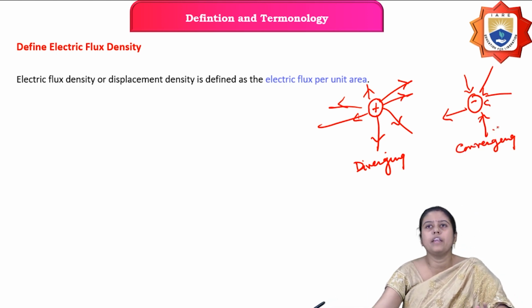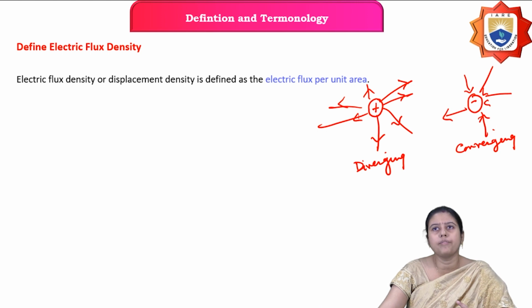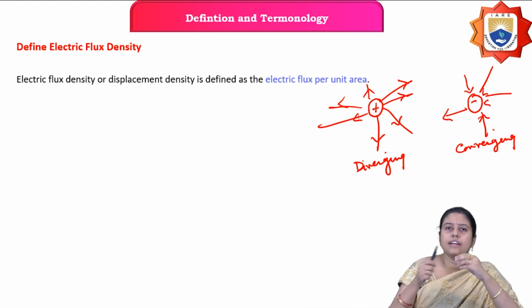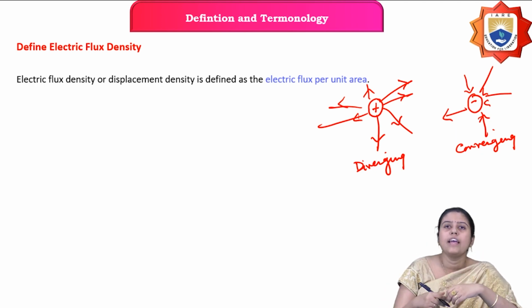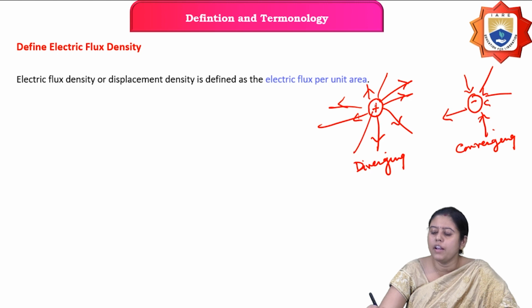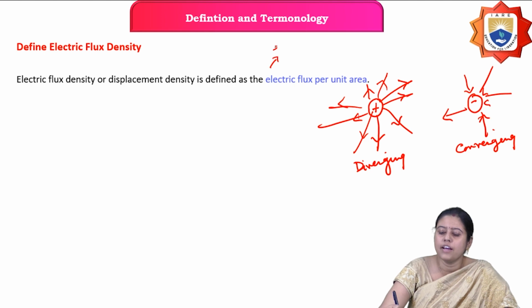And what is the meaning of the electric lines of electric flux? Electric flux means if there is an electric field and if we keep any other thing near it, according to the line, it will feel some force. So this is also known as the electric flux, also known as the electric lines of force.